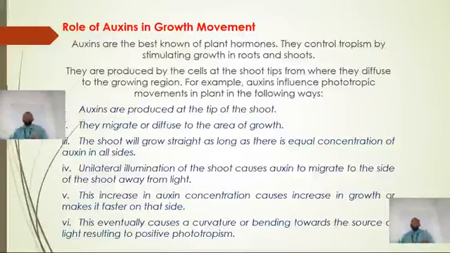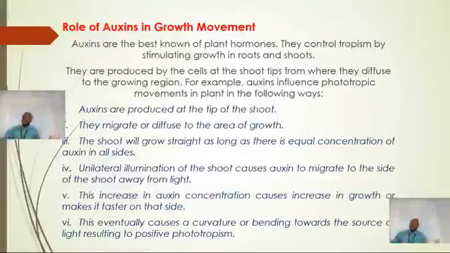Now, how does this auxin work with the plant? Number one, auxins are produced at the tip of the shoot. That is nothing to doubt about. It is correct. Number two, they migrate or diffuse to the area of growth. When they are produced at the tip, they move to the area of growth, which is the what? The growing region or the mitotic region. Now, what happens? The shoots will grow straight, as long as there is equal concentration of auxin on all sides.